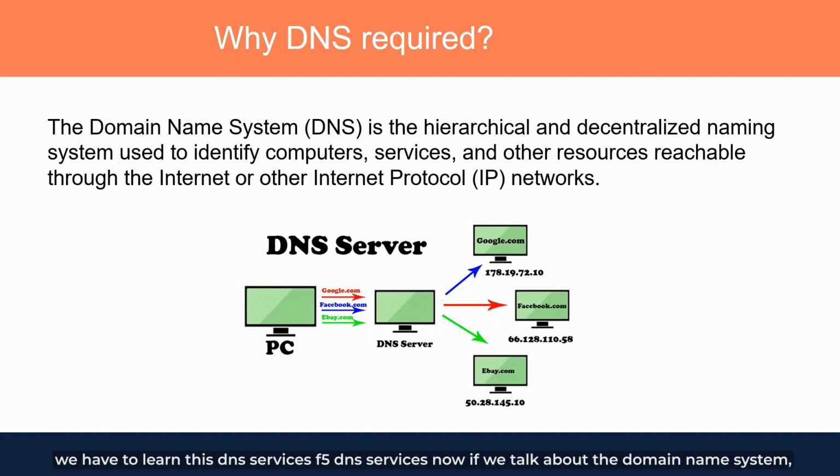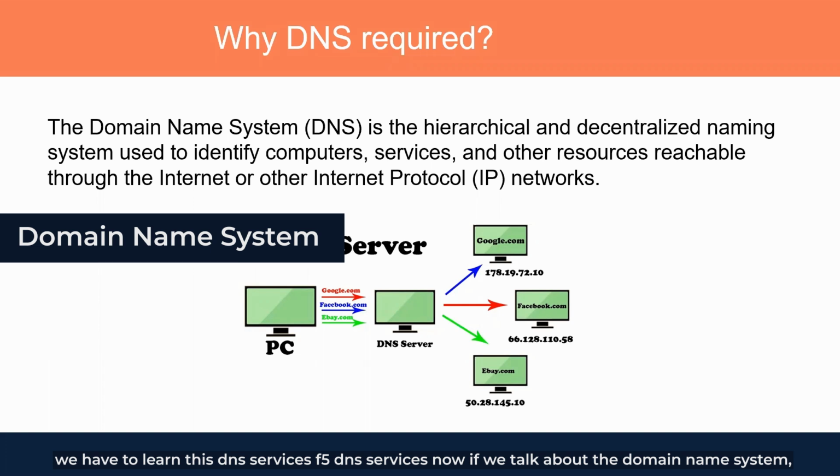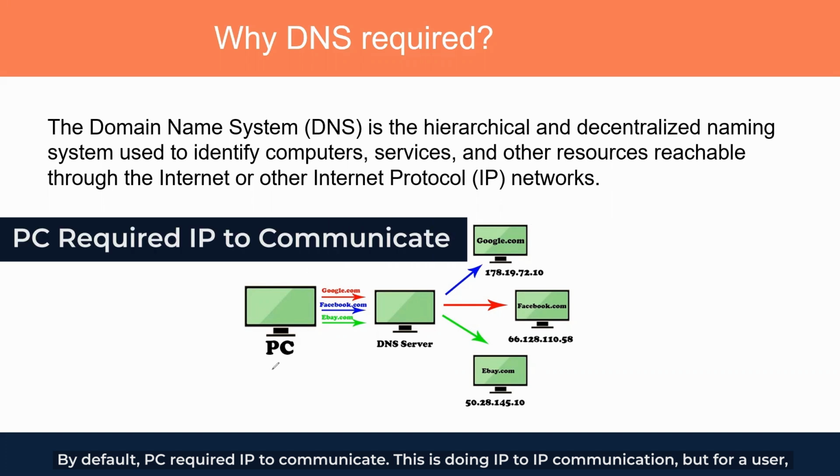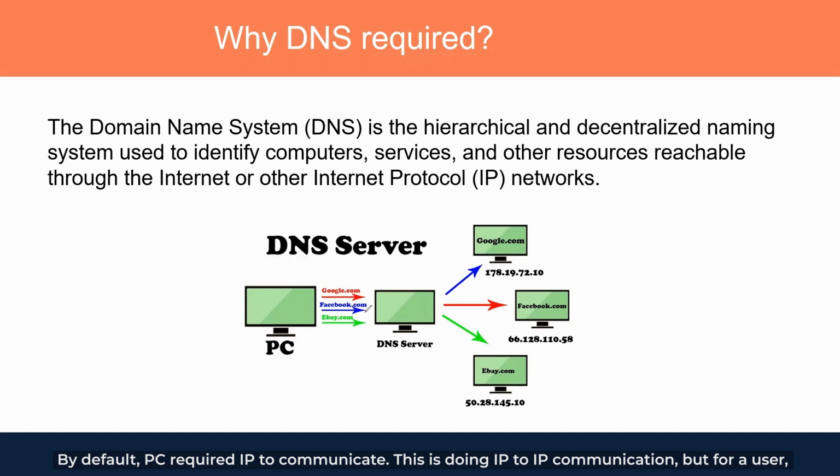Then we have to learn these DNS services, F5 DNS services. Now, if we talk about the Domain Name System, it is a hierarchical and decentralized naming system. This naming system is stored on DNS servers. Whenever any PC is requesting any website name, by default the PC requires an IP to communicate. This is IP to IP communication, but for a user, it is not easy to remember the IP, and that's why a user-friendly name has been created.